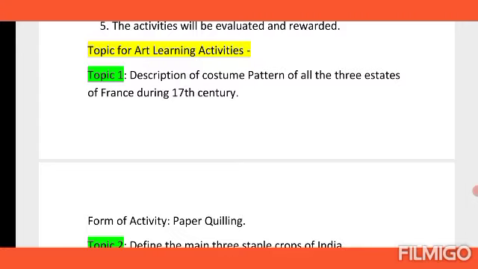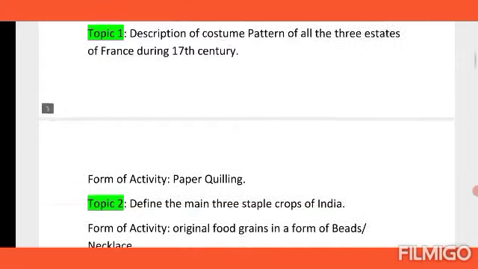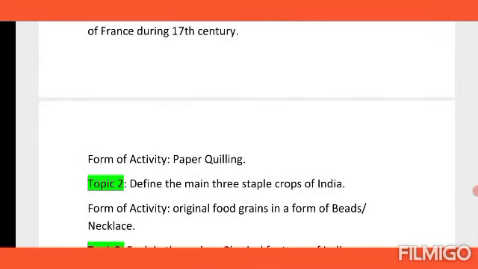Okay, so you have to mention the costumes. So you have to see the description of the costume pattern of all the 3 states of the French society during 17th century. This you will find in the first chapter of history, and this activity you have to do in the form of paper quilling. Paper quilling, as you must be knowing, on Teachers Day also I saw many students using this method of paper. They fold the paper, they roll the paper in various forms. They make flowers and various designs by folding colorful papers. Okay, so that is called paper quilling.